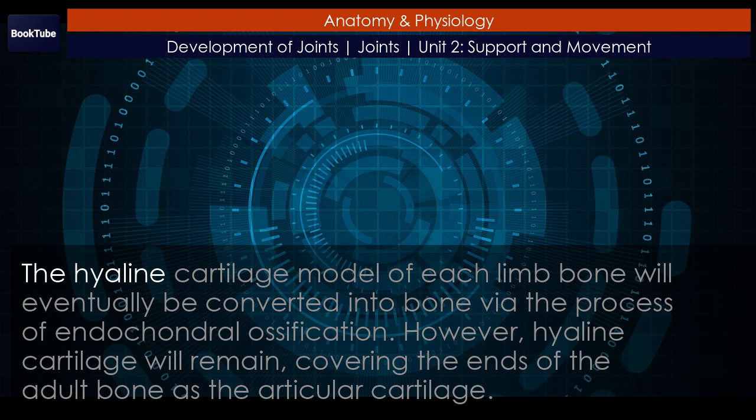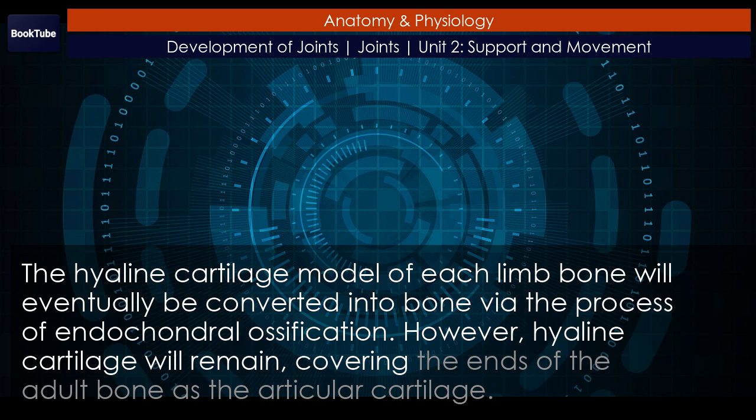The hyaline cartilage model of each limb bone will eventually be converted into bone via the process of endochondral ossification. However, hyaline cartilage will remain, covering the ends of the adult bone as the articular cartilage.